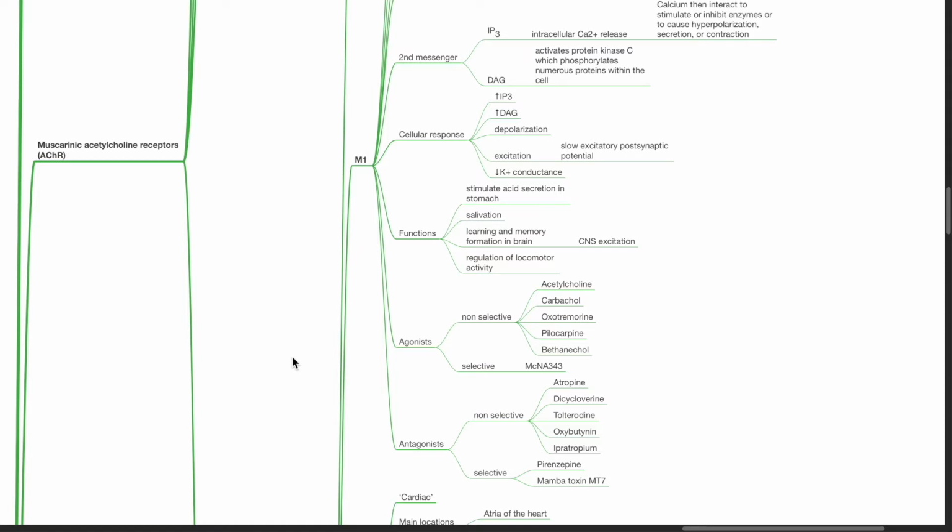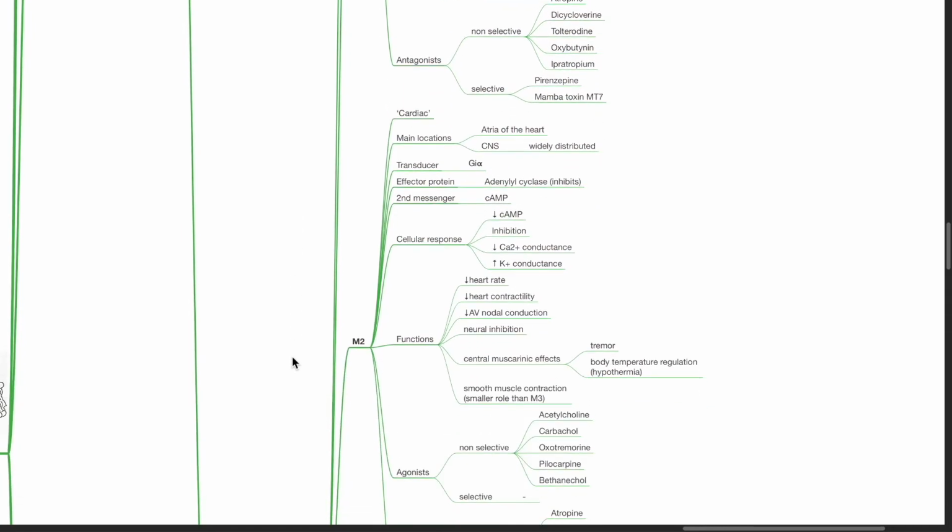Selective M1 agonist includes McN-A-343. Non-selective muscarinic antagonists include atropine, dicycloverine, tolterodine, oxybutynin, and ipratropium. Selective M1 antagonists include pirenzepine and mamba toxin MT7.